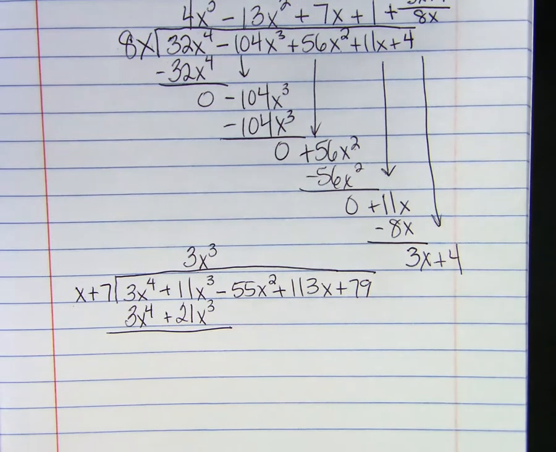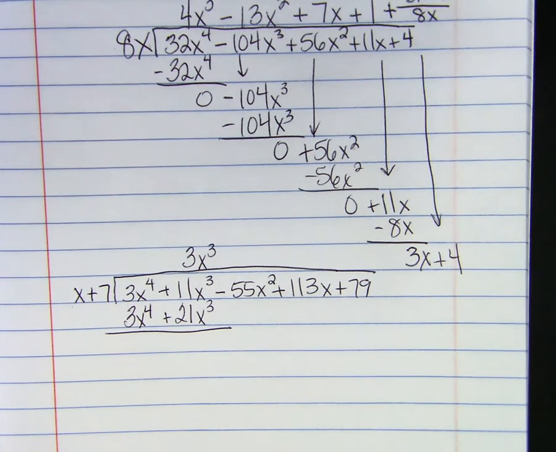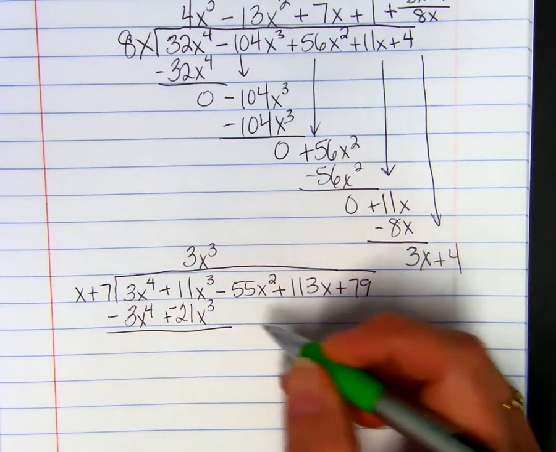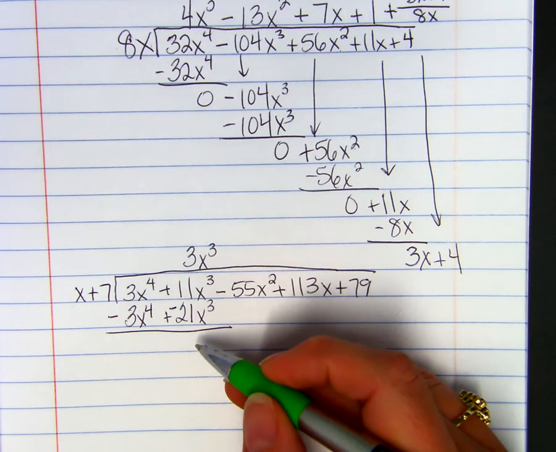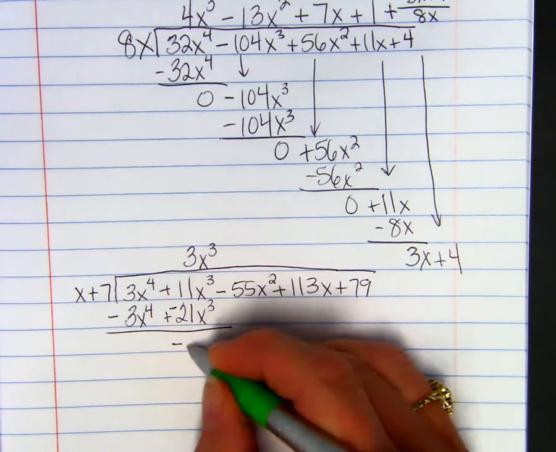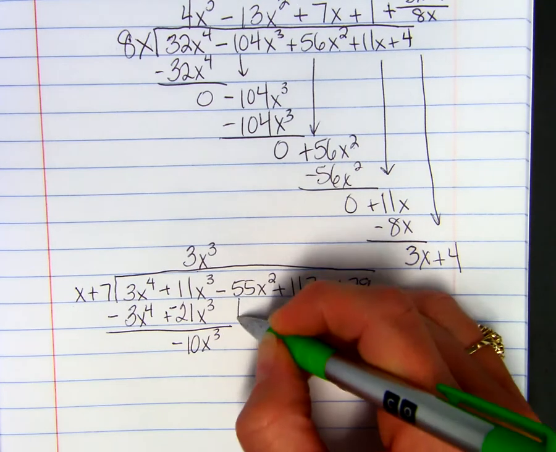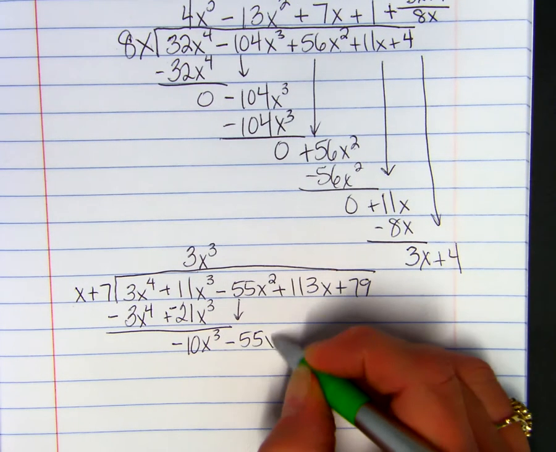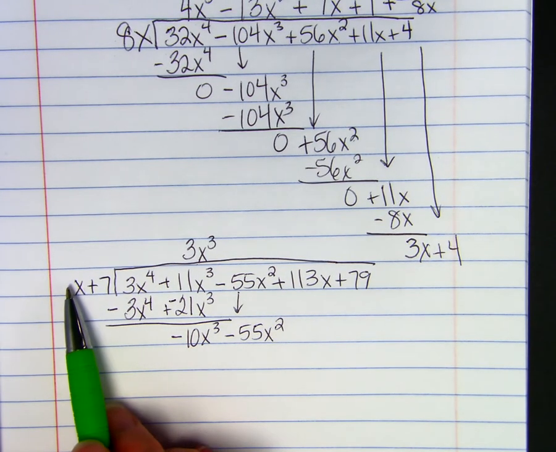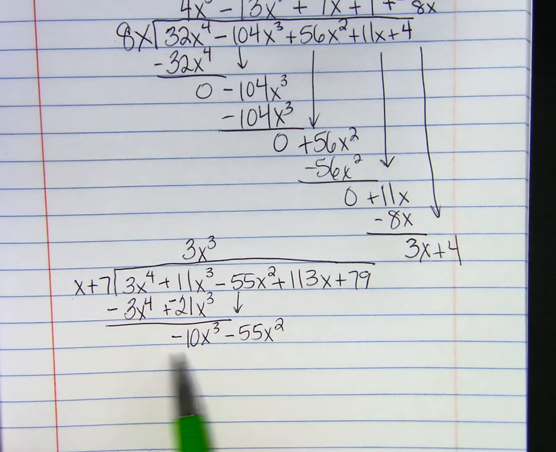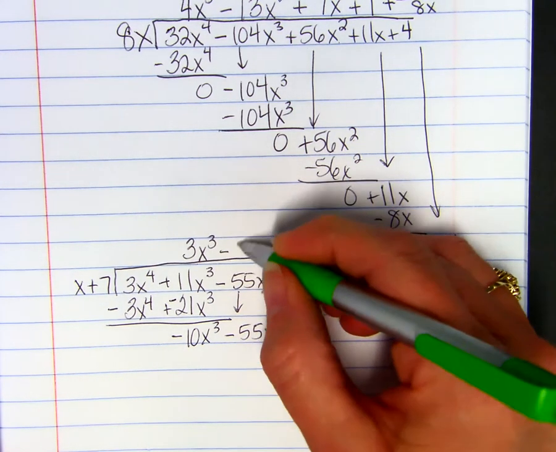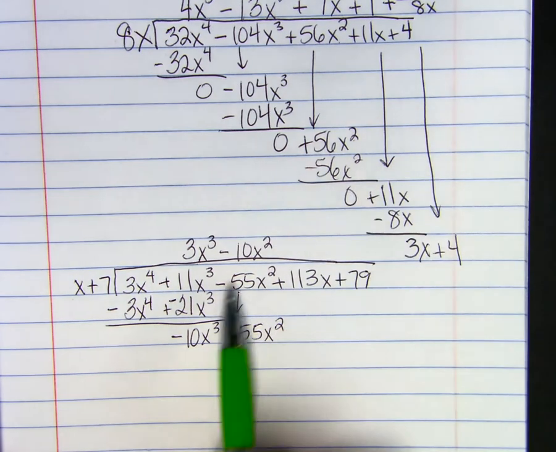Then you subtract. And you have to remember when you subtract to distribute the minus sign. So we have 11 minus 21x cubed is a negative 10x cubed. Then we're going to bring down a negative 55x squared. Again, only look at the first one. So x times what will give me negative 10x cubed? Negative 10x squared. There you go. Negative 10x squared.